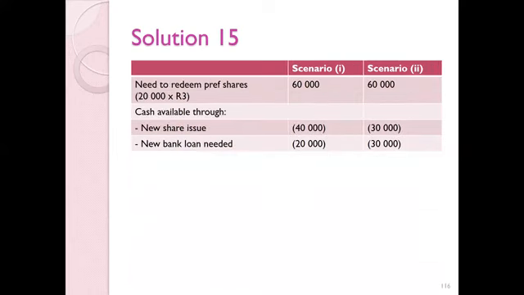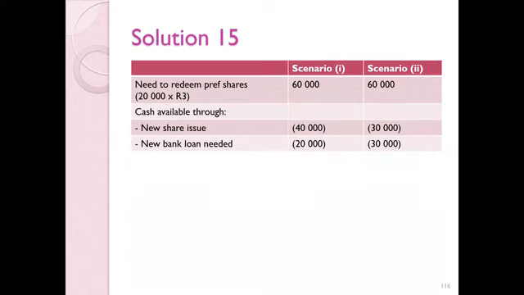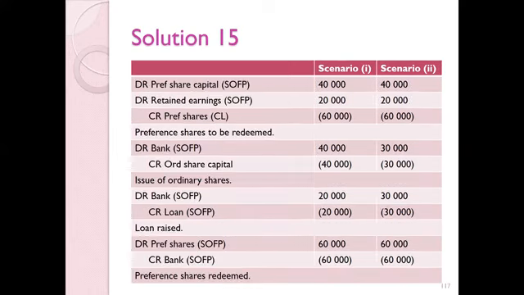We said that firstly we're going to do a new share issue for scenario 1. The share issue is going to generate 40,000 Rand, and in scenario 2, the new share issue is going to generate 30,000 Rand. So debit bank with the amount we're going to receive and credit our ordinary share capital. Then we said the next way we're going to raise sufficient cash to redeem these preference shares is through a loan. In scenario 1, we need 20,000 Rand from the loan, and in scenario 2, we need 30,000 Rand from the loan.